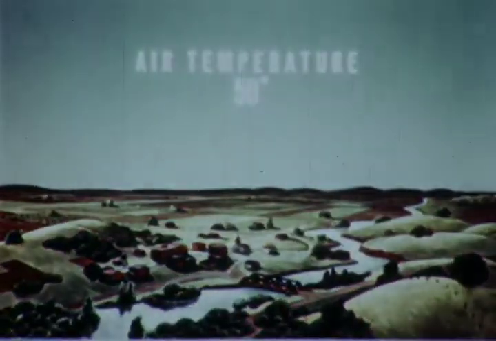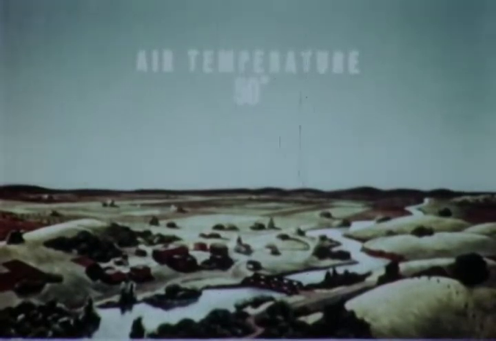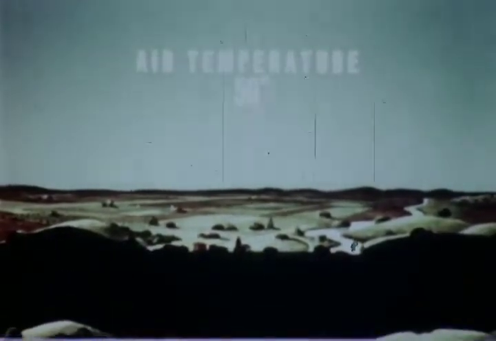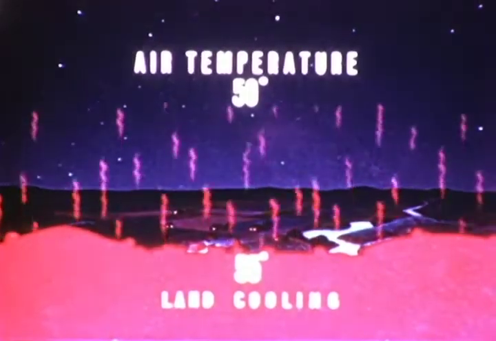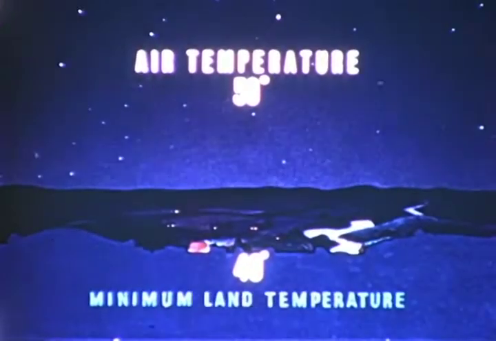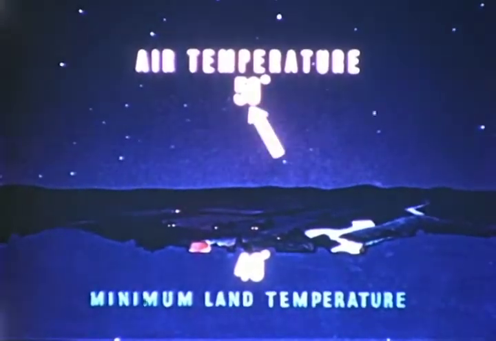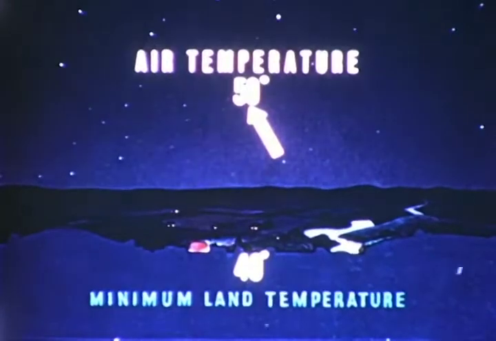During daylight hours, the land gains heat from the sun. At night, the heat radiates from the Earth and is lost to space without affecting the temperature of the air through which it passes. The land therefore cools, but the air above the surface retains its daytime temperature.